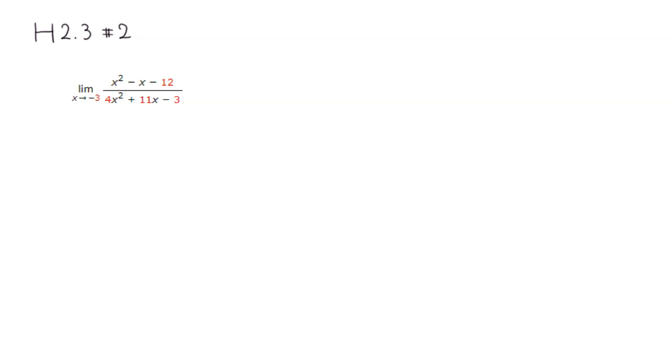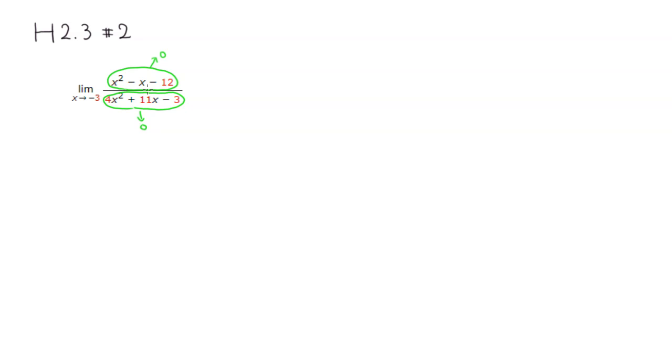So if you plug in -3, let's do it in our head. -3 squared would be 9, minus -3 would be adding 3, so it's going to be 12 minus 12. So you can see that the numerator approaches 0, right? Good news. The denominator is 4 times -3 squared, which is 4 times 9, so 36, minus 11 times 3, 33, so it's going to be 3 minus 3. So, as we expected, you get 0 over 0.